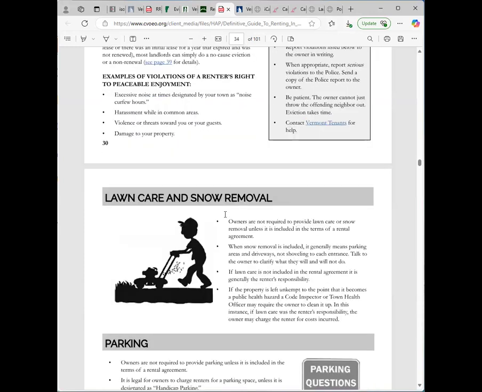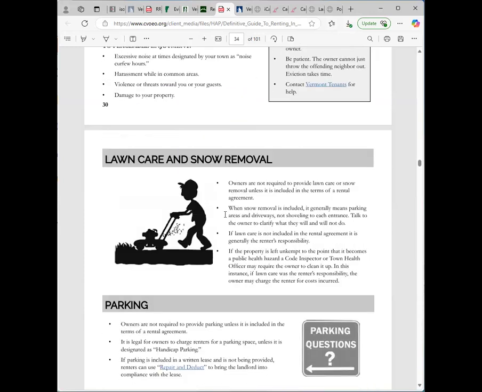Oh, here's another good one. Lawn care and snow removal. So this is very important that in your written lease agreement it says who is doing what. And it says the first point in here, owners are not required to provide lawn care or snow removal unless it is included in the terms of the rental agreement. But it also explains if snow removal is included or if lawn care is not included, what do you actually do? But you want to make sure that the property remains safe and kept, right?